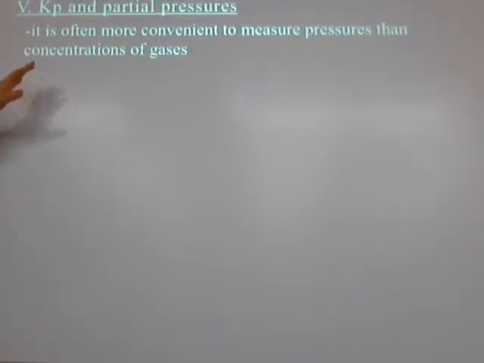Okay, so let's derive Kp, which is the equilibrium constant using partial pressures. When I say partial pressures, it just means the pressure of the individual gas in the container. It's not the total pressure in the container, but the pressure of that gas in the container. All right?